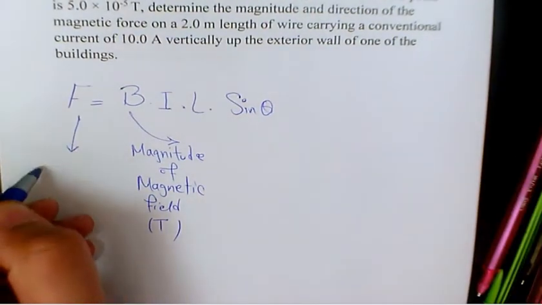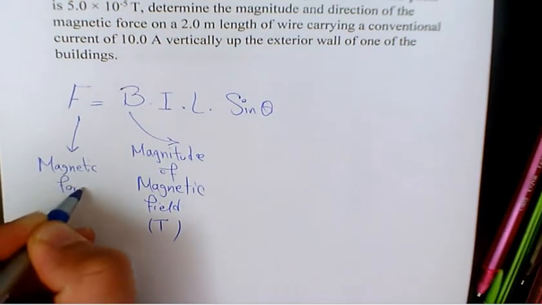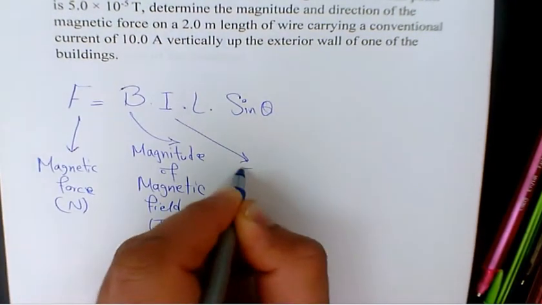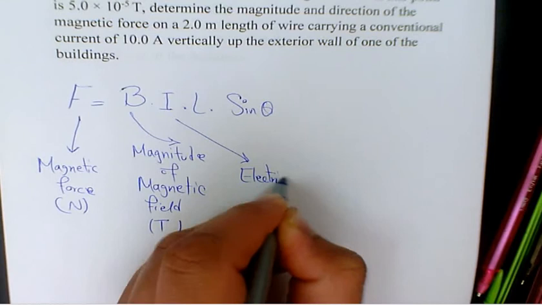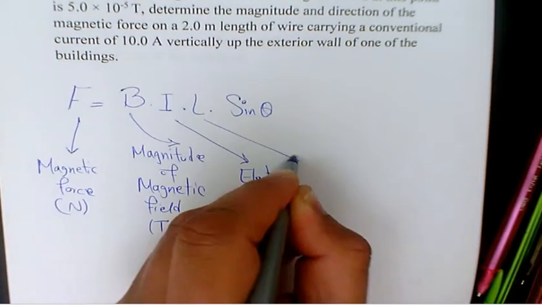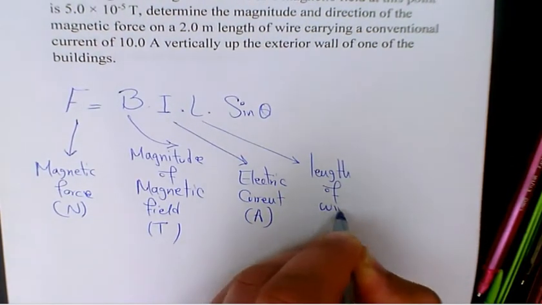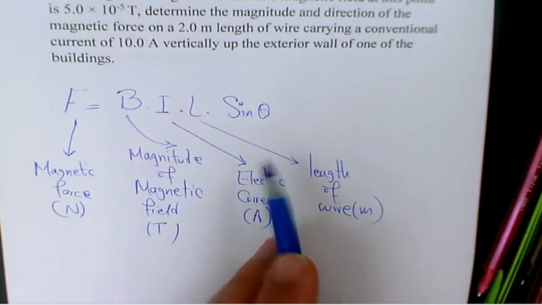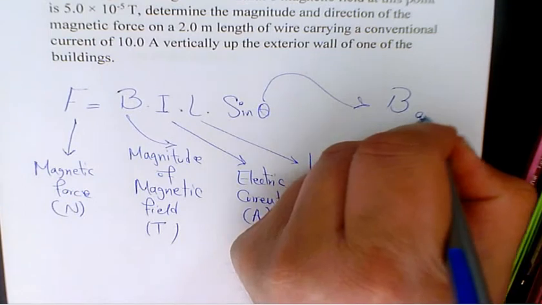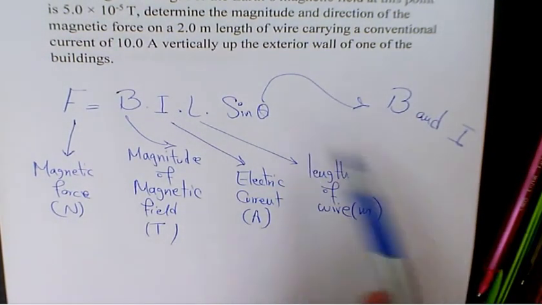F is magnetic force, and it has to be in terms of Newton. I is the electric current in terms of amp. L is length of wire in terms of meters. Sine theta. Theta is the angle between B and I.